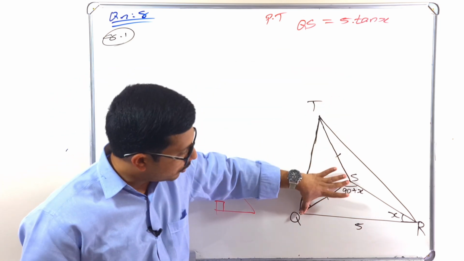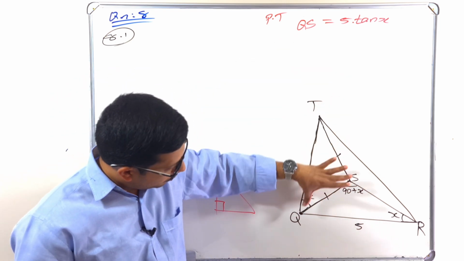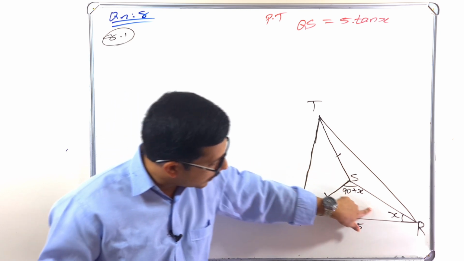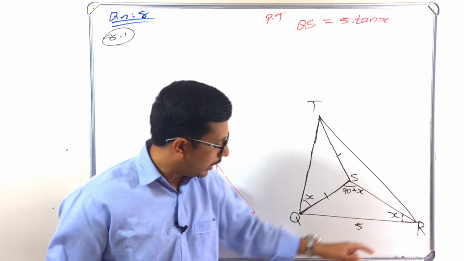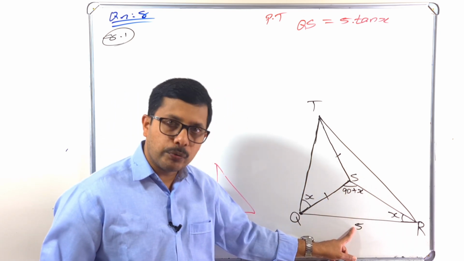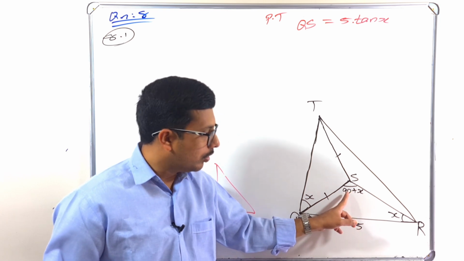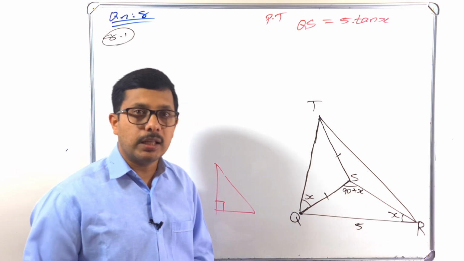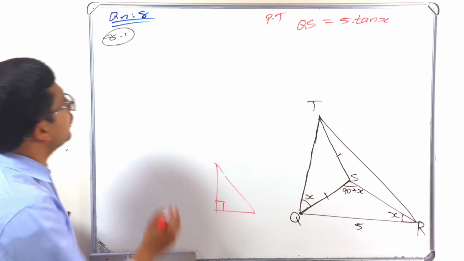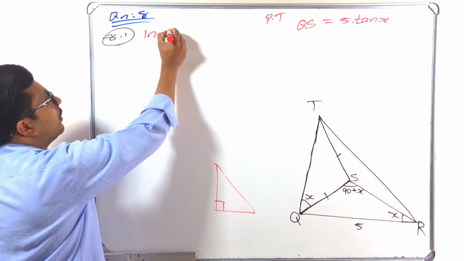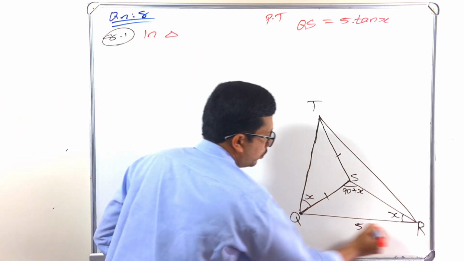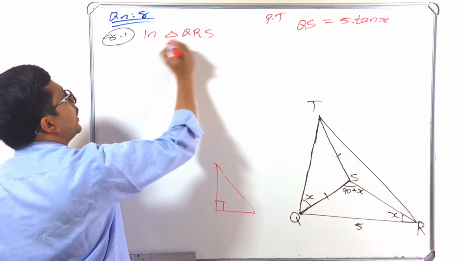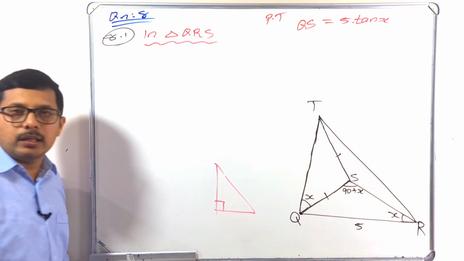QS. So we have to show this one. We have to find this side, and we know the opposite angle, that is x, and there is one side given, 5. The opposite angle is also given, 90 plus x. Anyway, let's take that triangle. Which triangle do we have to consider? In triangle QRS. That's the triangle I'm going to take.